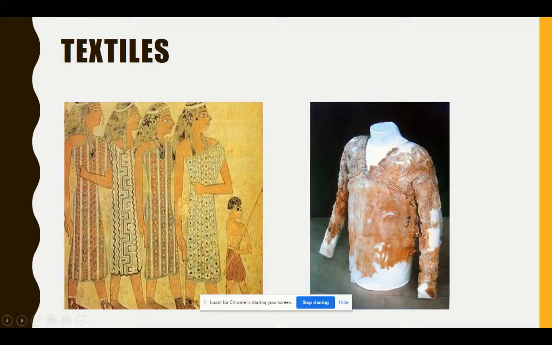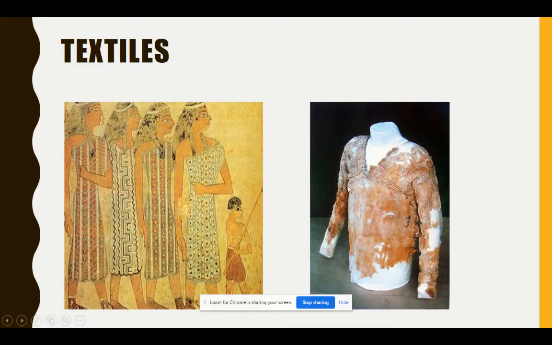One example of this can be seen here in this image. We see that these women here have colorful clothing with many different patterns, while this man here has a simple tunic on. The man would have been of a lower social class, as his clothing is very basic, while these women would have been of a higher social class. As we can see that they have different types of shoes, they have different patterns, different colors on their clothing.